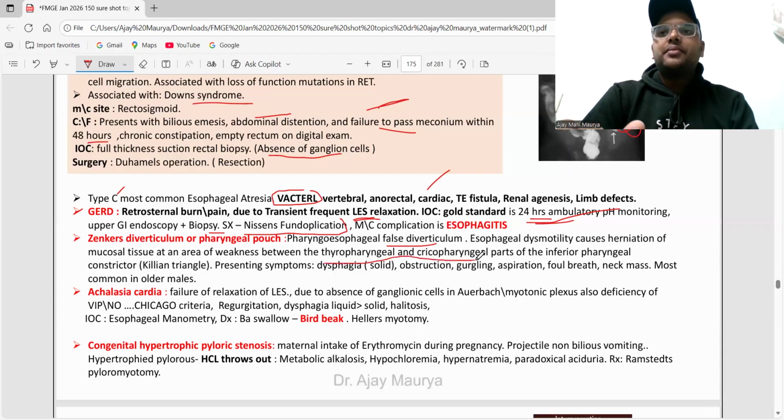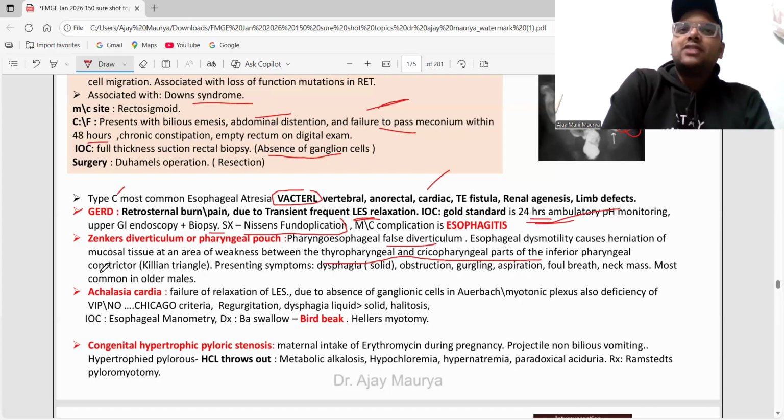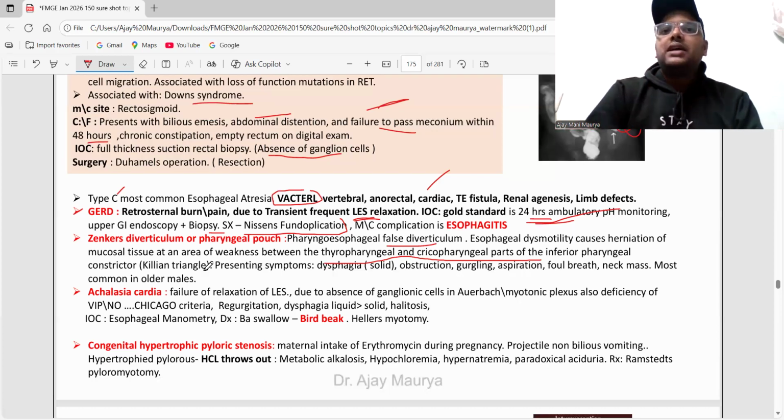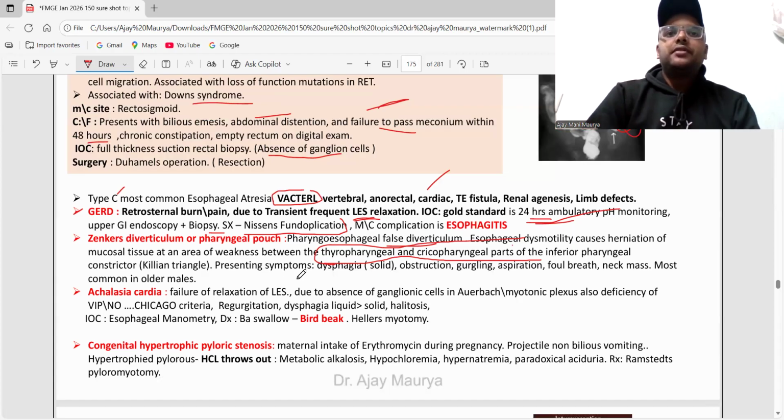Between the thyropharyngeal and cricopharyngeal parts of the inferior pharyngeal constrictor, which is called Killian's triangle, or Killian-Jamieson. Between what? T and C, the thyropharyngeal and cricopharyngeal parts of the inferior pharyngeal constrictor. The symptoms are dysphagia to solids, obstruction, gurgling, and aspiration. Most common in older males.